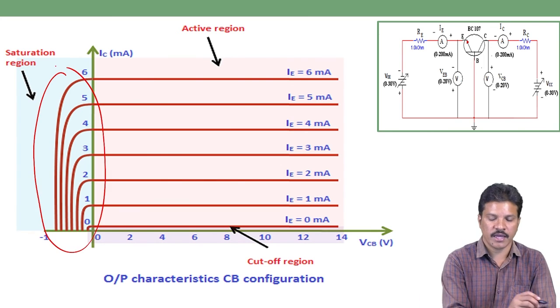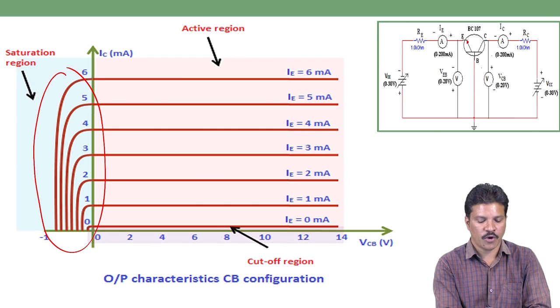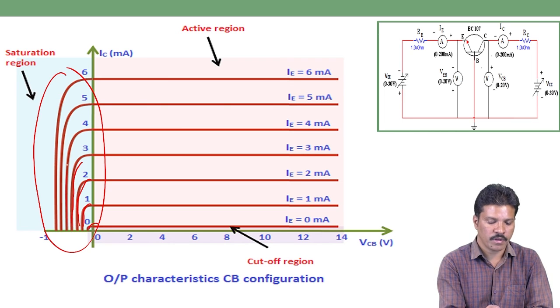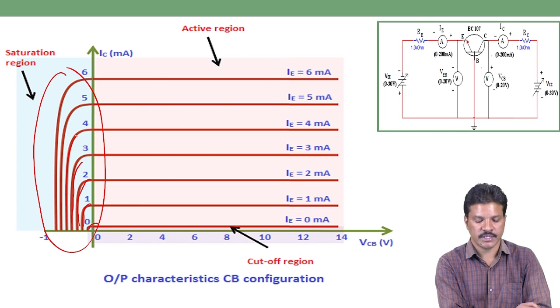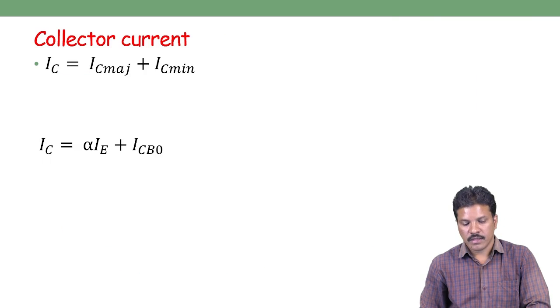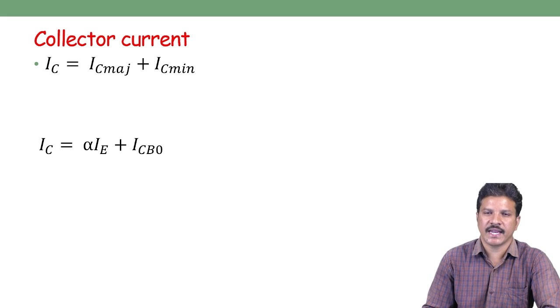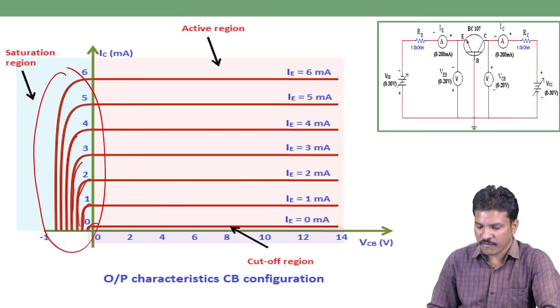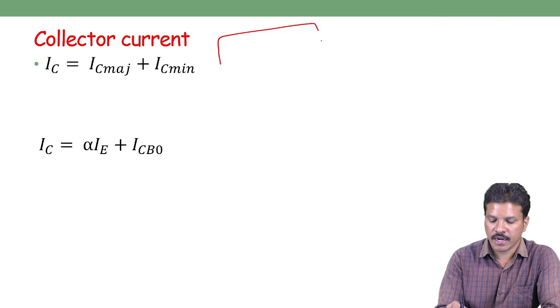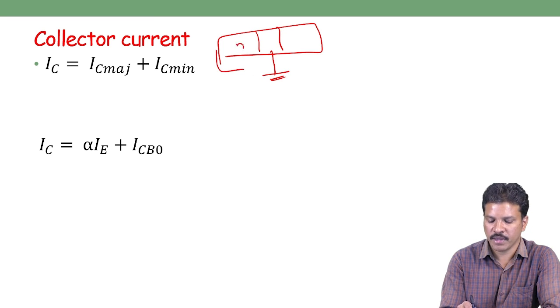This is a clear picture in the saturation region, how the current is increasing linearly with a sharp voltage increase in the saturation region. And then in this configuration, we can measure the collector current IC. So in this configuration, what is the total collector current? This is the common base configuration: the input junction must be forward bias, and the output junction must be reverse bias.